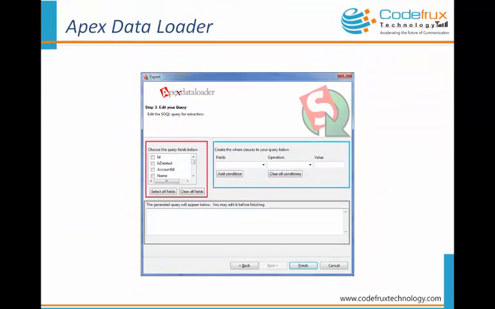Once you select the object that needs to be exported, you can also restrict the number of records that you want to export using a query. You can extract a subset of records using the query mode or the SOQL query filters that can be applied on the records.